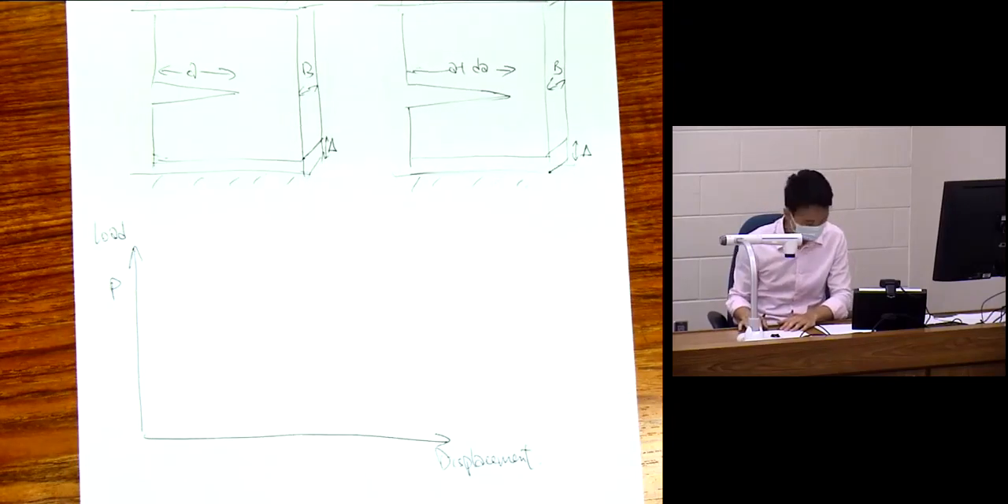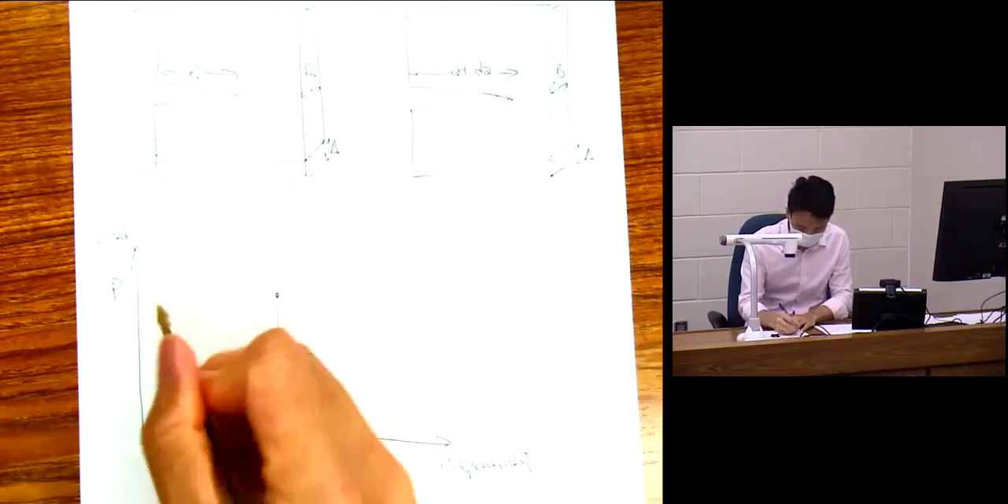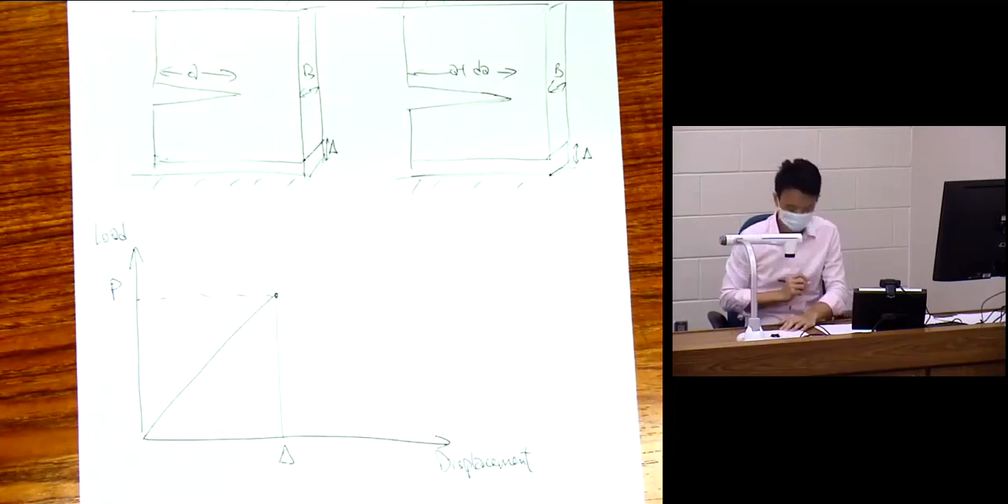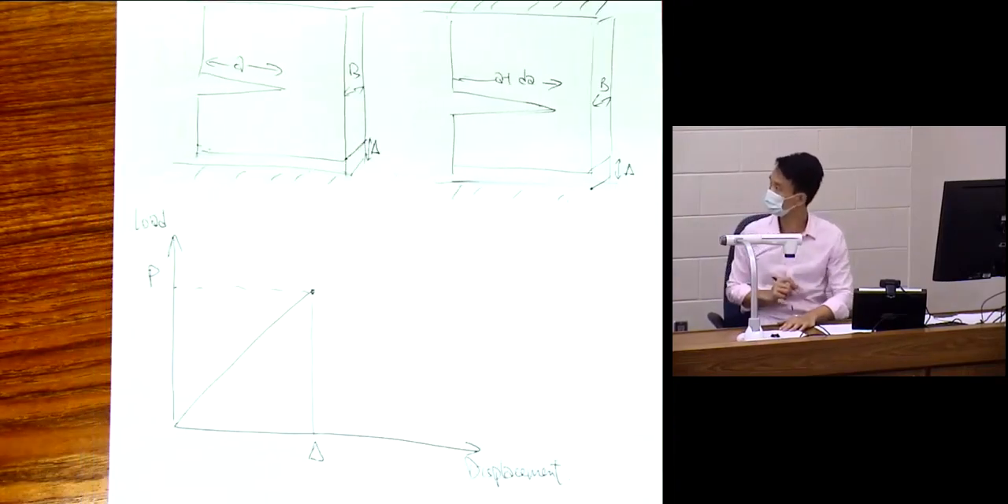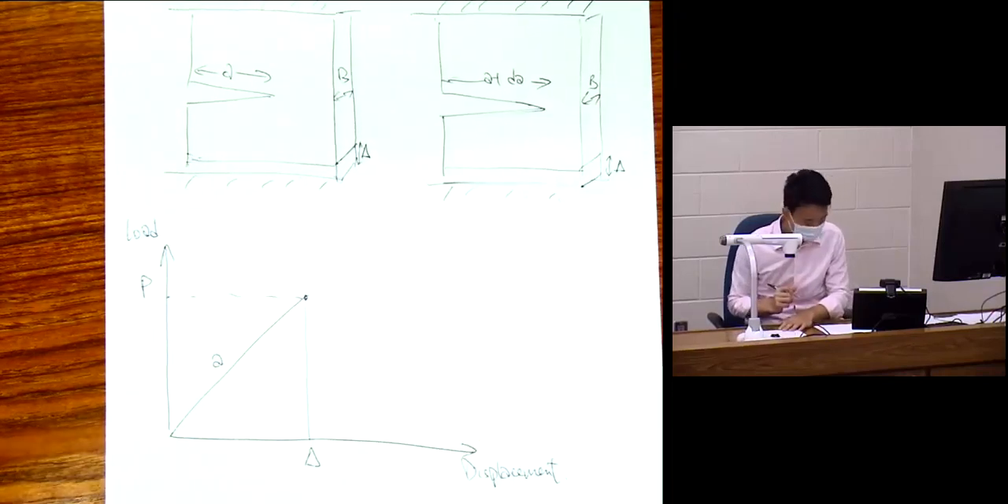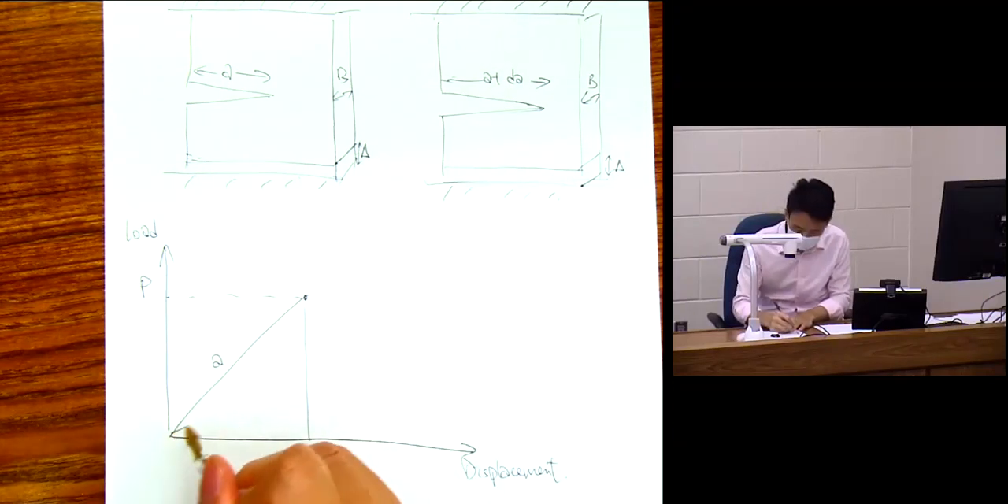is this, okay? Original, delta. This is for the case where the crack is A. Now there's a configuration with a larger pre-crack. It's going to be like this.